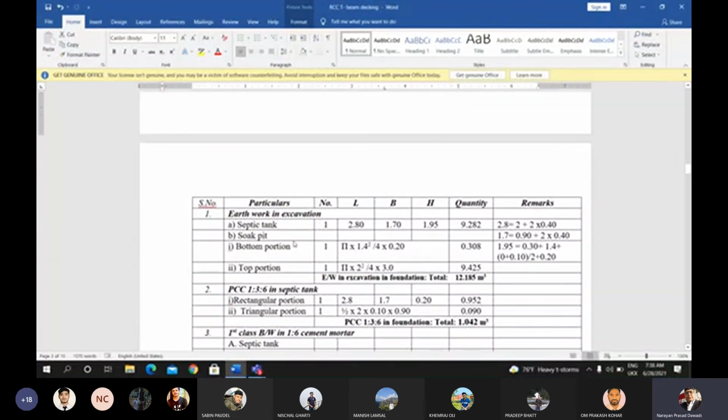Now soak pit bottom portion, one number: pi into 1.4 square divided by 4 area into height of the bottom portion, 0.20. You will get the volume as area into height, 0.308 cubic meter. Now total earthwork excavation will be excavation for the septic tank and excavation for the soak pit. You will get the value of 12.185 cubic meter.